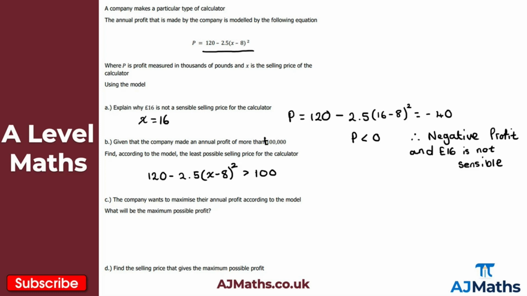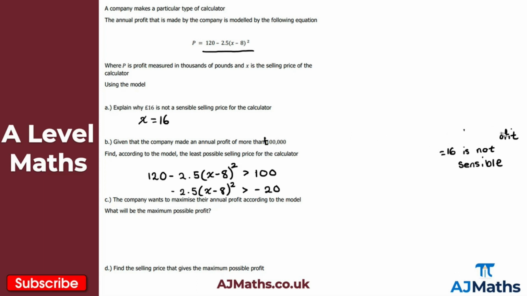And what I want to do here now is just solve this inequality. So what I'm going to do first, I'm just going to subtract the 120 off both sides. So I get minus 2.5 lots of X minus 8 all squared is greater than, so 100 minus 120, that gives me minus 20. Okay. And then what I'm going to quickly do here is just get rid of all this over here, just so we've got enough room to finish part B off. There we go. We should have enough room.